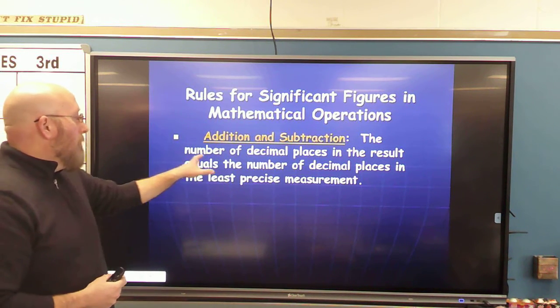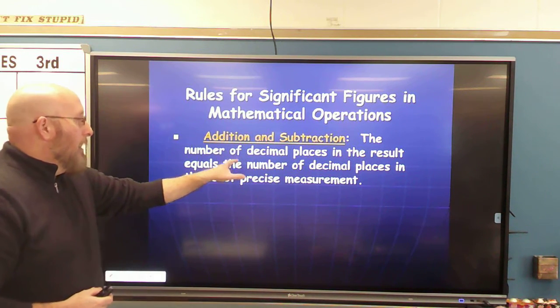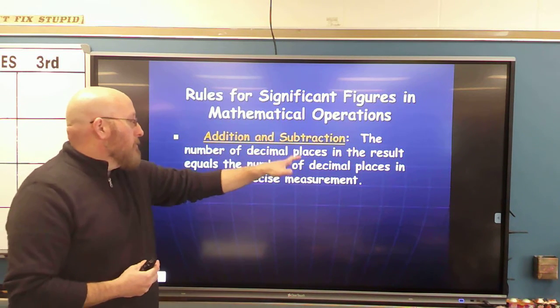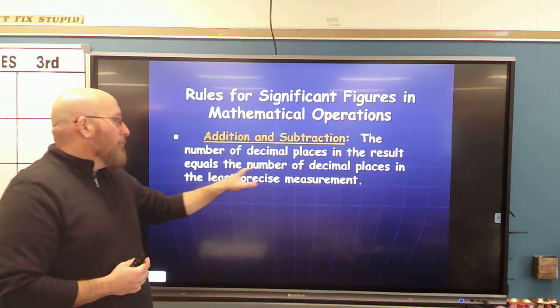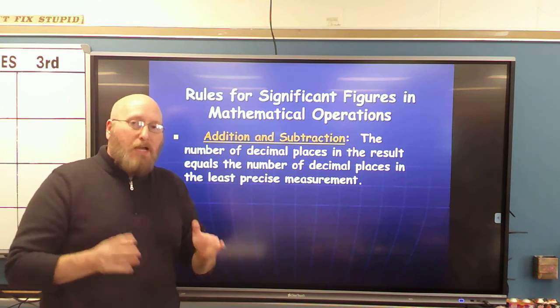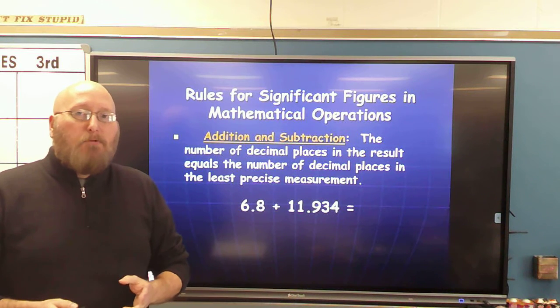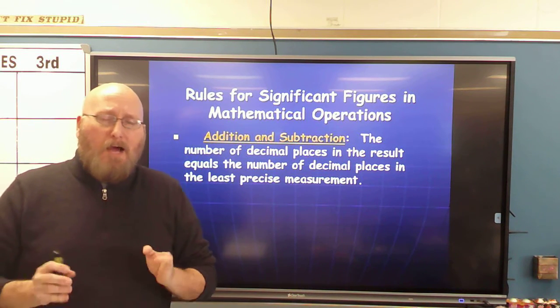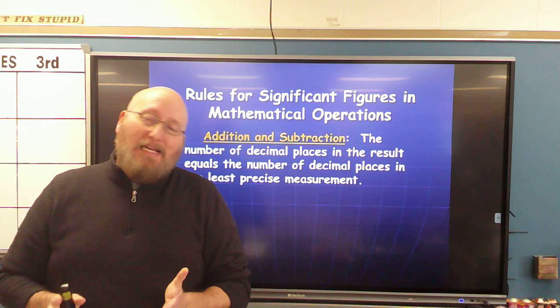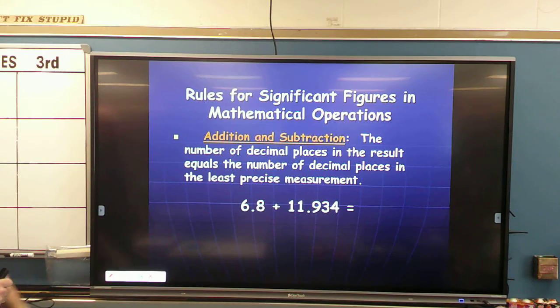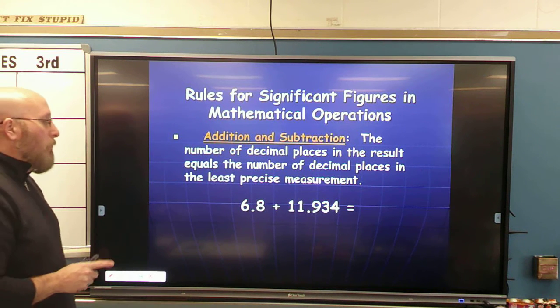It says the number of decimal places in the result, the answer you get, is going to equal the number of decimal places in the least precise measurement. So it's not the fewest number of sig figs, it's the fewest number of decimal places, okay? Not sig figs, but decimal places in your question. So let's give you an example here. 6.8 plus 11.934.